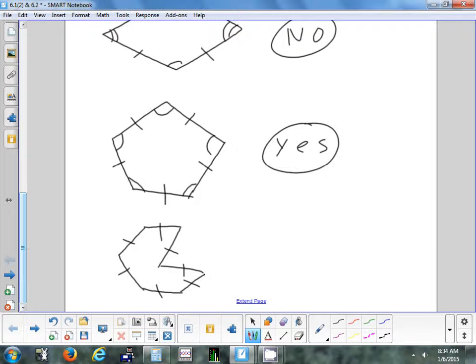How about that one, Pac-Man? Is that a regular shape? Regular polygon? What do you think, Luke? No. All the sides are marked the same, but what's not the same? The angles. Yeah, the angles. Okay, so no. It's definitely concave. You can count up the number of sides and figure out what kind of shape it is based on that, but it's not regular.